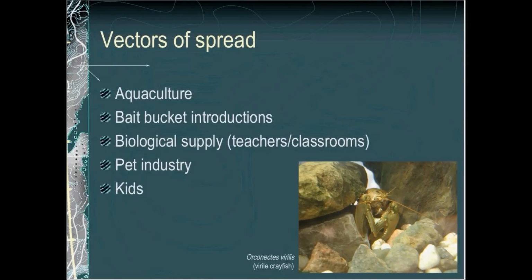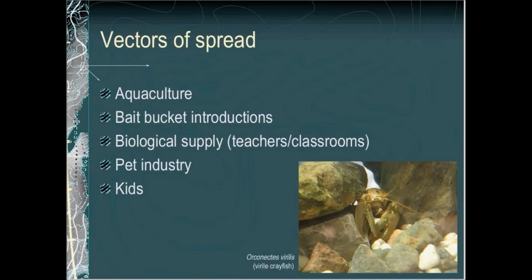So again, vectors of spread. We talked about moving these animals all over the place because of food. It's very financially lucrative. You can make a lot of money at it. They don't take a lot of work and can bring some pretty good profits. As an angler, it bugs me to see bait bucket introductions, but that is a pretty big source for not only crayfish but also some minnow species, where at the end of the day, when somebody is done fishing, they just dump their bait into the stream or lake that they're in.